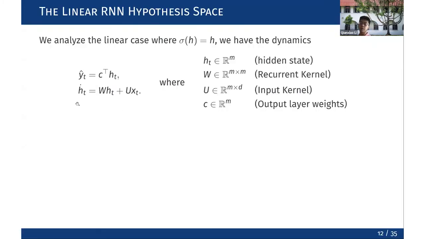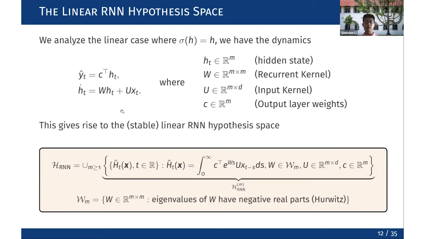Okay, so what we're going to do is make a drastic simplification where we assume that the activation function of my recurrent neural network is linear. So it's the identity, okay? Because the linear term can be absorbed into this matrix. And then we'll have a linear dynamical system. And we'll see that empirically, this still preserves much of the characteristics of the original system.